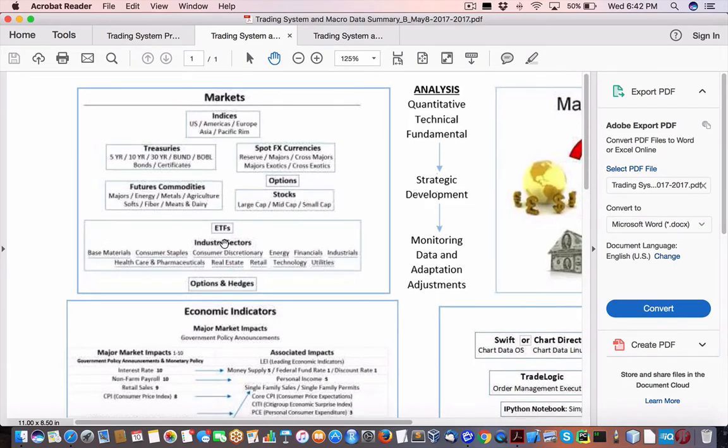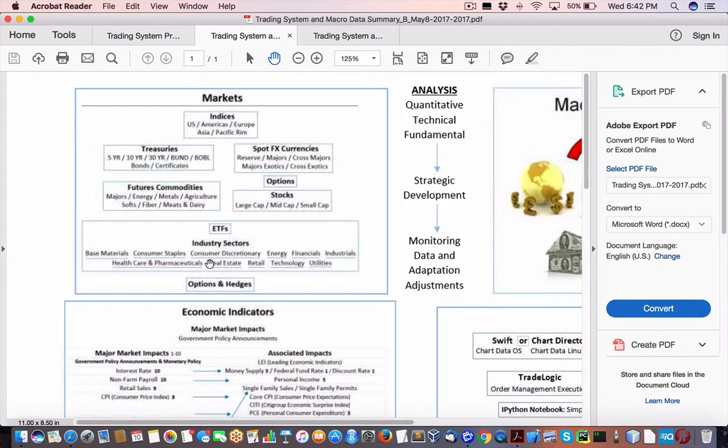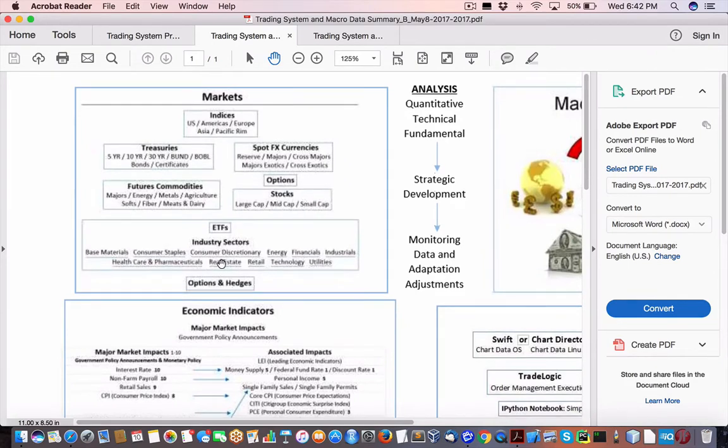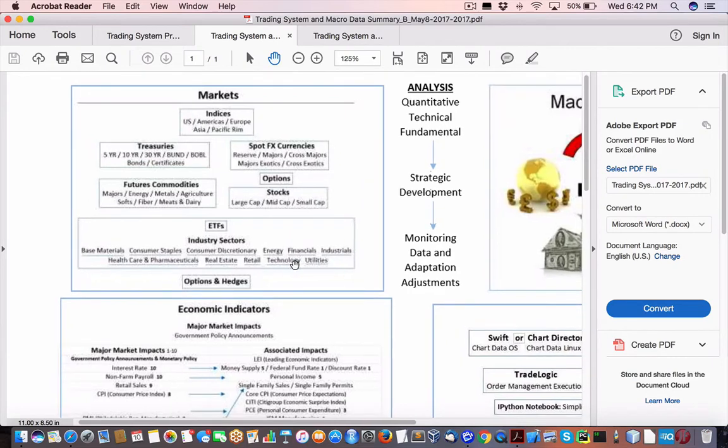ETFs can be used for analyzing various different ways of, in conjunction with indices, to check out flow, order flow by region, by market sector. So those are really good. And of course, as I said, you can get into options and hedging as well.